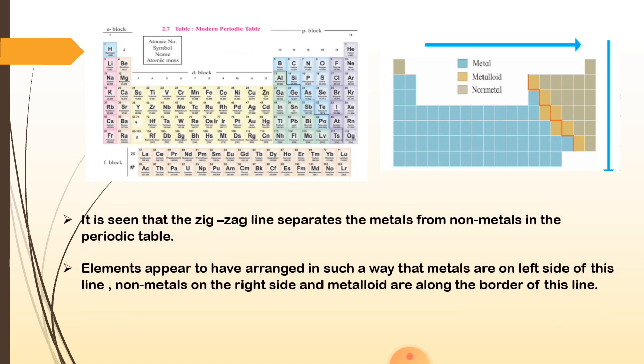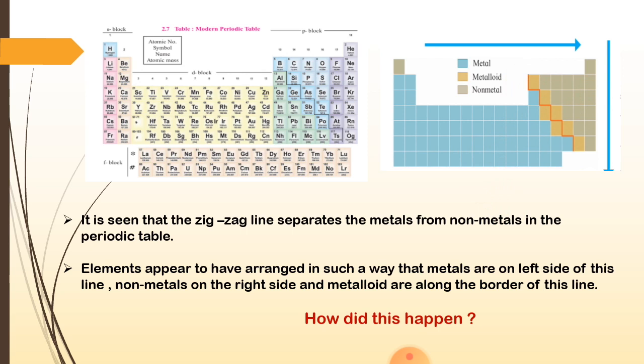It is seen that the zigzag line separates metals from non-metals in the periodic table. Here are the metals, here are the non-metals. Elements appear to be arranged in such a way that metals are on the left side of this line, non-metals are on the right side, and the metalloids are along the border of this line.